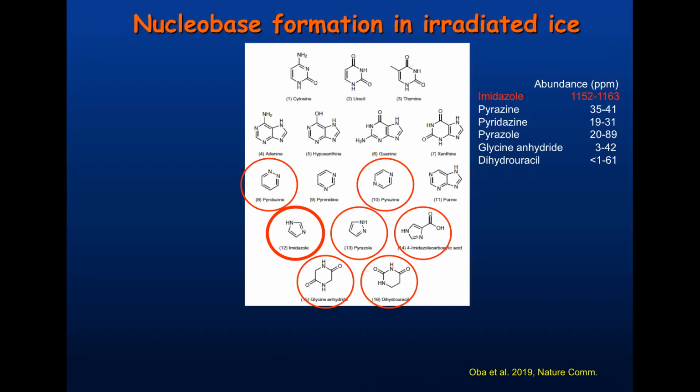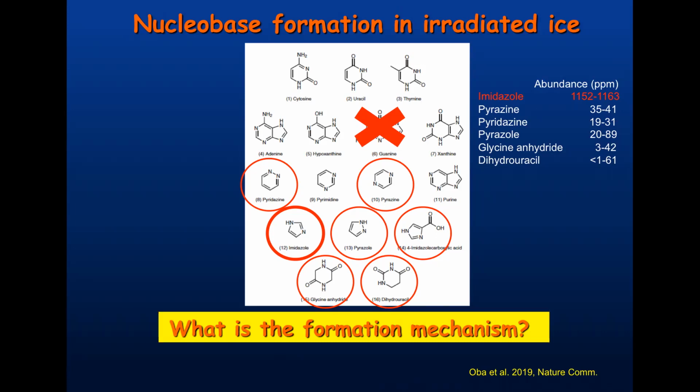Okay, so let me talk now about another hot topic, which is the synthesis of nucleobases in these irradiated ices. So this is a work by Oba et al., where they found very small amounts of nucleobases, and mainly what they saw most was imidazole, the imidazole molecule. There was no guanine in this experiment, and the question is now, okay, if they are there, even though they are in small amounts, as I said, how do they form? How do these nitrogen heterocycles form?